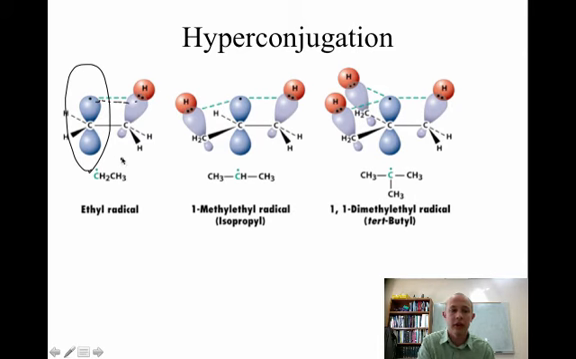Notice for a primary radical, we have 1 hyperconjugative effect. With the isopropyl radical, we have 2, and with a tert-butyl radical, we have 3. So each one of these bonds that's overlapping with that p orbital creates something that resembles a pi bond that can stabilize that unpaired electron.